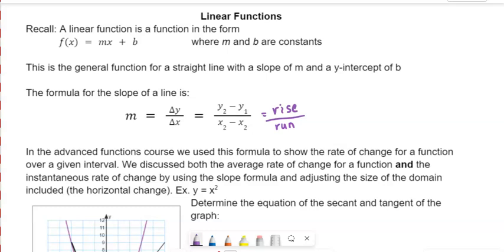So in advanced functions last year, we used this formula to show the rate of change for a function over any given interval. And we discussed both the average rate of change for a function and the instantaneous rate of change by using that slope formula and adjusting the size of the domain, so the horizontal range of a function.